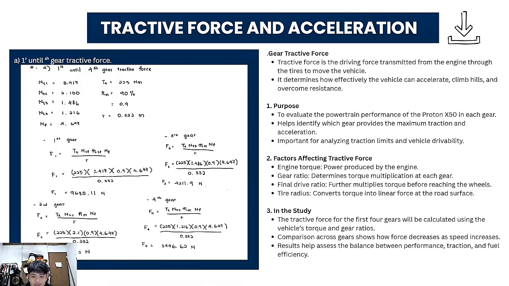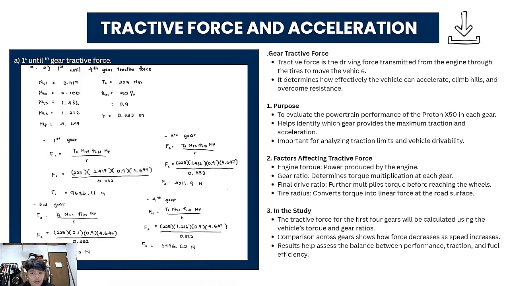In the study, the tractive force for the first 4 gears will be calculated using the vehicle torque and gear ratios. Comparison across gears shows how force decreases as speed increases. Results help assess the balance between performance, traction, and fuel efficiency.